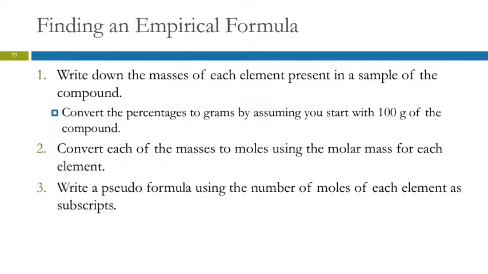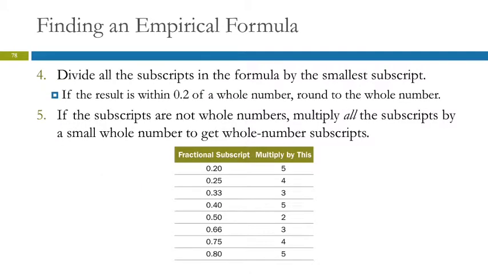And then your book talks about writing a pseudo formula. If you want to do that, that's fine. I've never really liked that. I don't like that part. So in that pseudo formula, then you would divide the subscripts by the smallest subscripts. So I say, well, let's just keep it in terms of moles of each element. Divide all the moles by the smallest number of moles. We're trying to get whole number ratios of numbers of atoms.